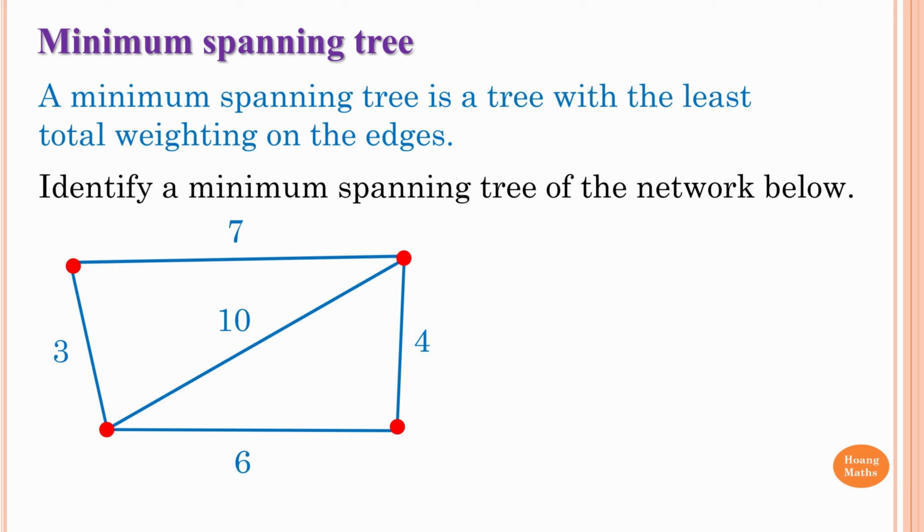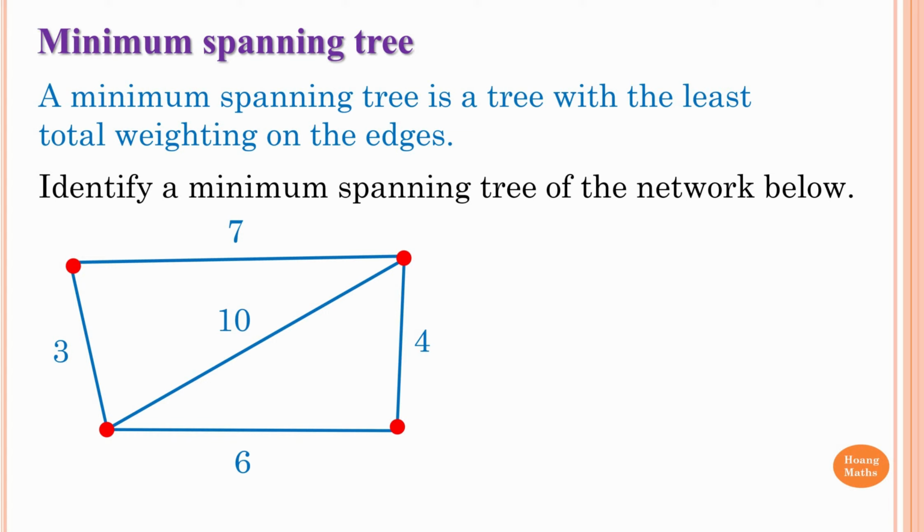With this network, I can remove this and I remove this. See, it becomes a spanning tree. But this is not the minimum. So in order to do this, I'm going to try to remove 10, or 7, 10, 7 or 6, depending. Okay, let's have a look.